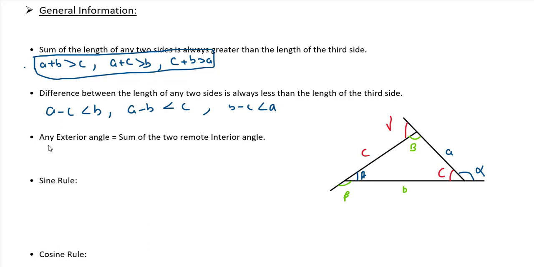Let's move ahead. Any exterior angle will always be equal to the sum of the two remote interior angles. So here we have an exterior angle alpha. So the value of alpha will be equal to the sum of the two remote interior angles. The remote interior angles are A and B. So alpha will be equal to A plus B. Similarly, beta will be equal to B plus C, and gamma will be equal to A plus C.